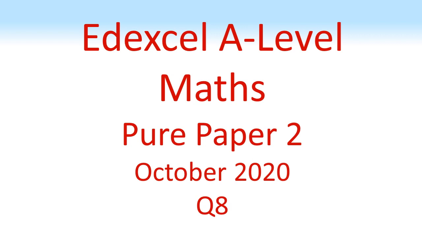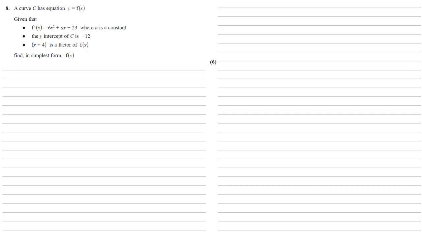Edexcel, A-Level Maths, Pure Paper 2, October 2020, Question 8. A curve C has equation y equals f of x. Given that f dash x equals 6x squared plus ax minus 23, where a is a constant, the y-intercept of C is minus 12, and x plus 4 is a factor of f of x, we need to find f of x in its simplest form.